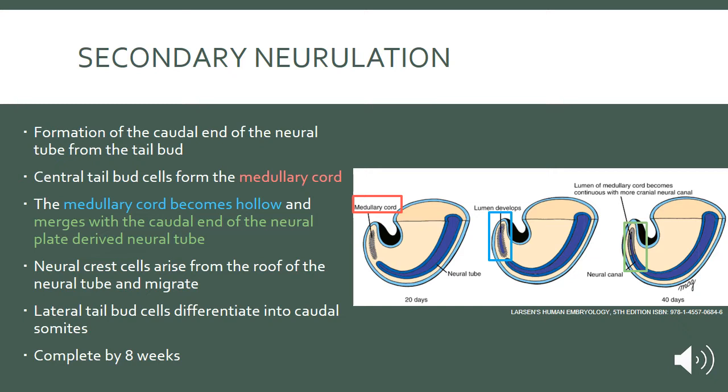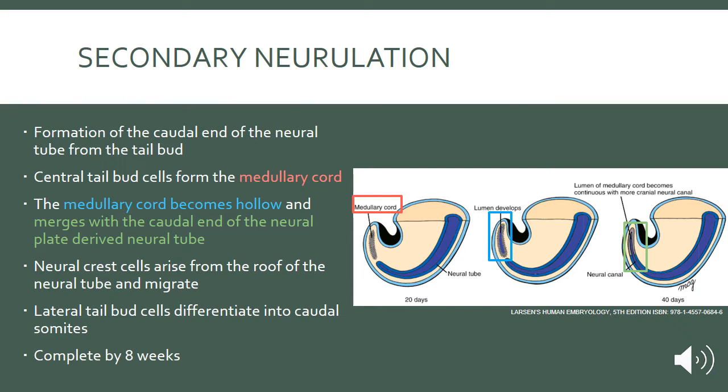All right, secondary neurulation comes after we've actually formed the bulk of the neural tube. So we had talked about forming the neural tube from the neural plate, but now we're going to go down to the caudal end, the tail bud. So within the tail bud, central cells are going to form what's called the medullary cord, and the medullary cord will become a hollow tube and fuse with the caudal end of the neural tube, which completes the neural tube.